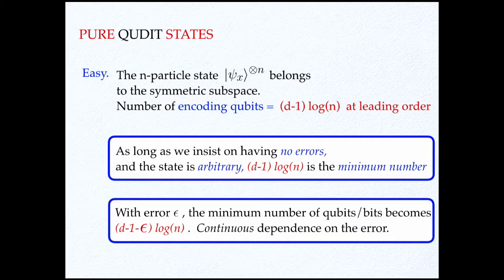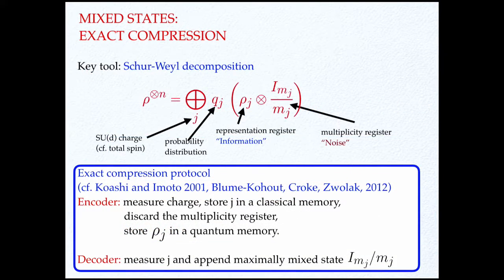So the next interesting question is what happens if we don't have pure states, but mixed states. This, of course, is experimentally relevant, because in an experiment we really never have a pure state. So it's good to ask what happens for mixed states. And let's start from the exact compression. Here the key tool is the Schur-Weil decomposition of n copies of a mixed state. What we can do is to decompose the state in this form. We have a mixture of orthogonal blocks labeled by some number j.